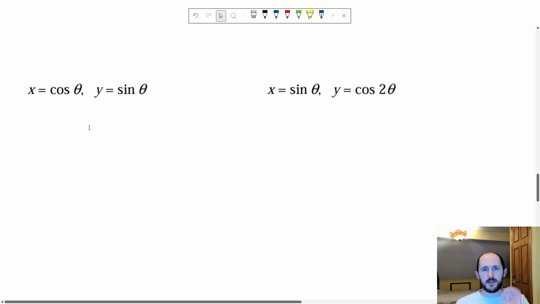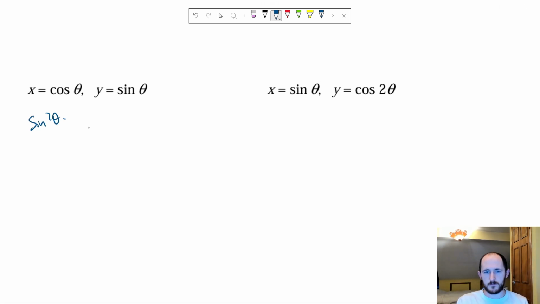This one, the only identity that relates cosine and sine is this one. And that's exactly what we're doing. So that is y squared plus x squared equals 1. You get some brownie points if you recognise what that is. That is the equation of a circle.